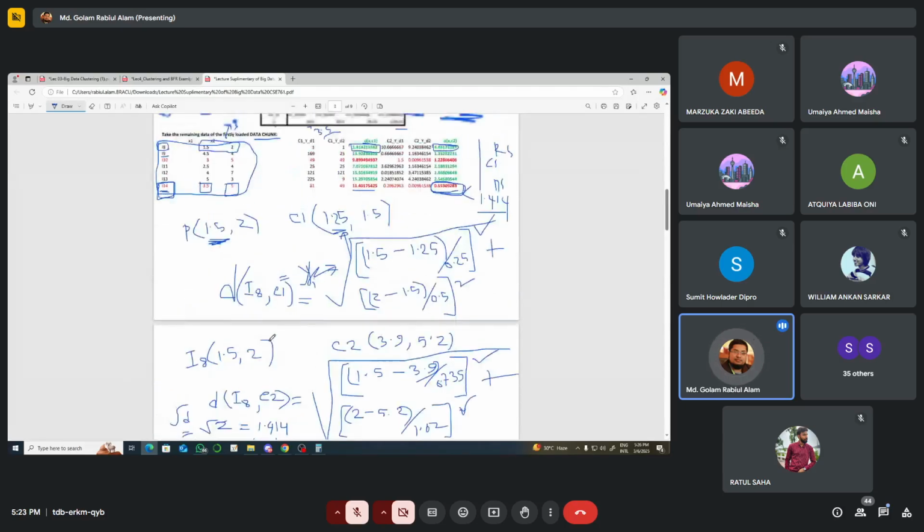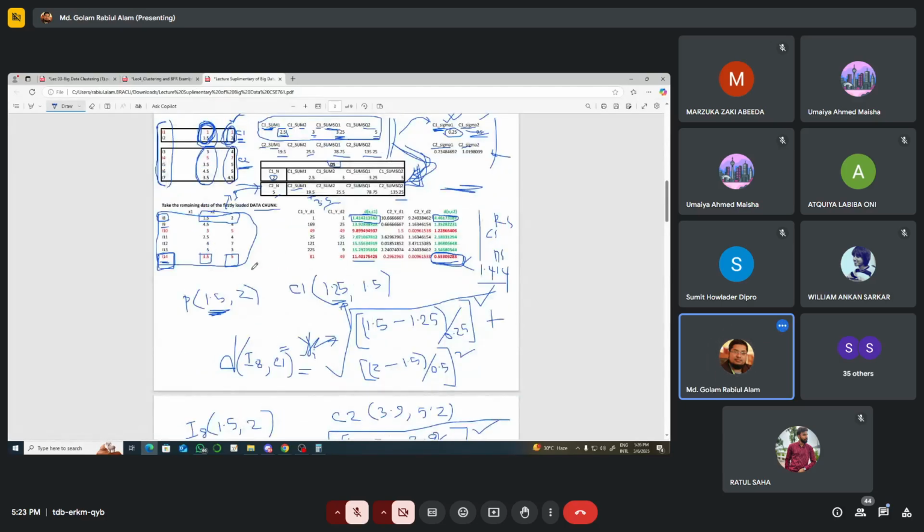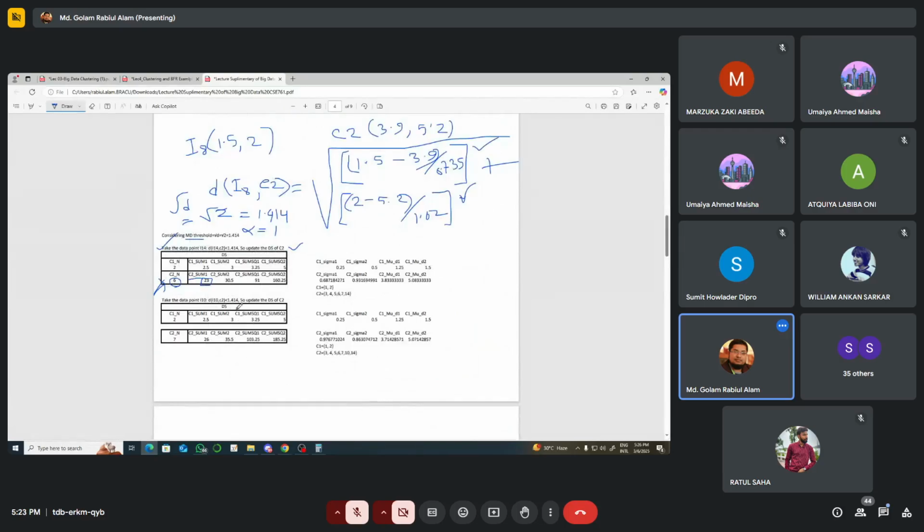Similarly, we have to add to the sum in the second dimension also. So 5 is added in the second dimension. The second dimension is 25.5 plus, you have to add this, that is the 5. So 25.5 and 5, it is 30.5. So it will be 30.5. So here is the 30.5.